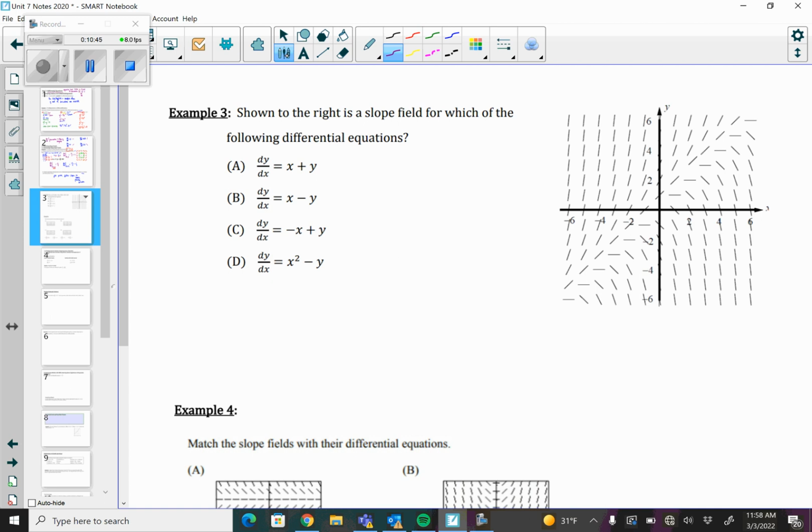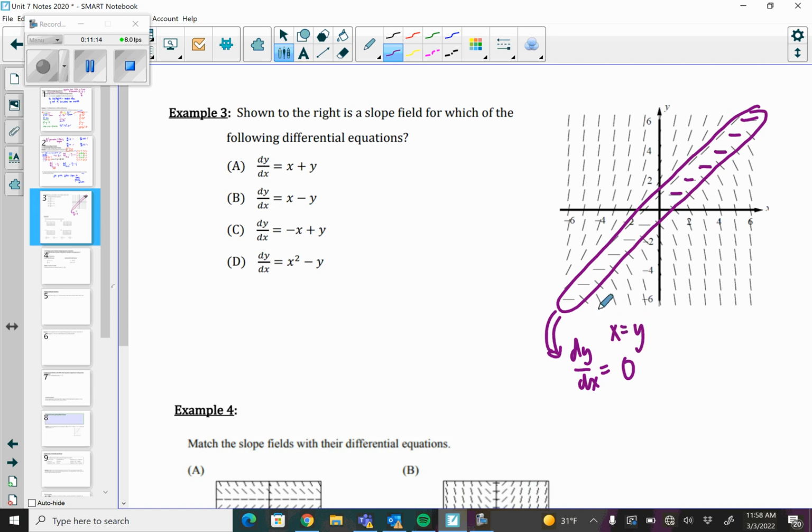So let's think this through. Let's look at this slope field and see what we notice. The first thing that I notice, maybe most obviously, is this line right here of all of these horizontal slopes. Specifically, those are slopes where dy/dx is equal to 0. And where is that? Well, it looks about when x is equal to y. When our x value is the same as our y value, right? At (0, 0), at (1, 1), at (2, 2), etc.